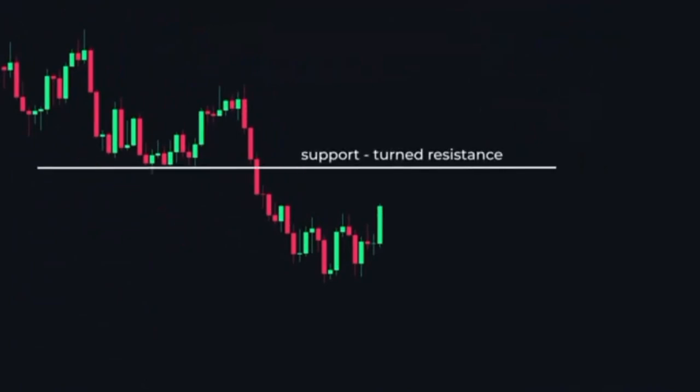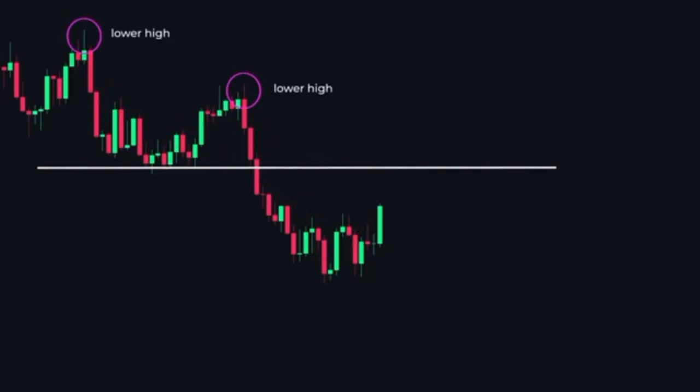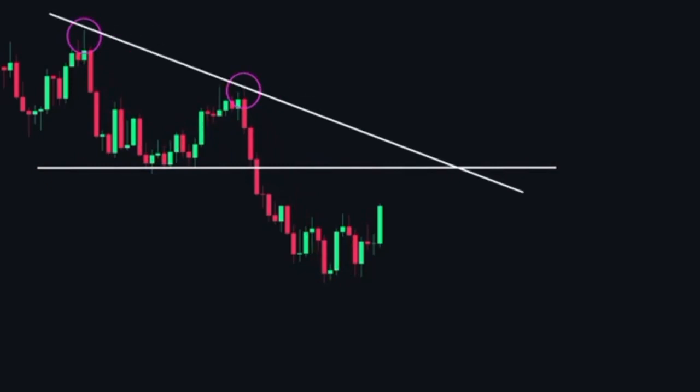Here's another example. In this chart, we see that the price is in a downtrend, and it has formed a support-turned-resistance level. This happens because the price initially formed a support level, as price rejected it once, but then price broke below it and is now approaching it again from the bottom, making this an area of resistance. However, we also see that the price has made two lower high points, creating a strong trend line.